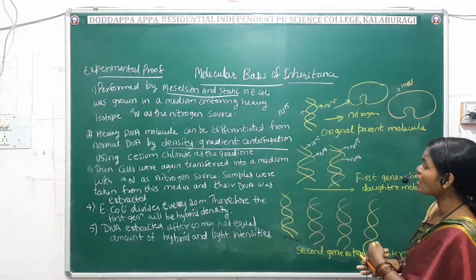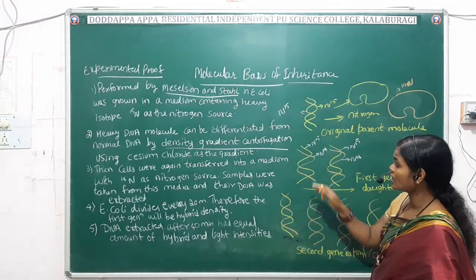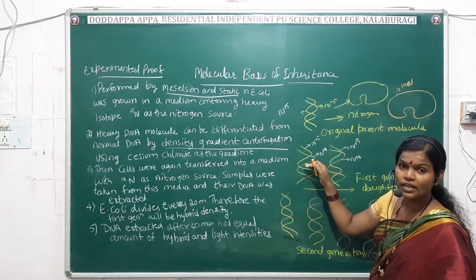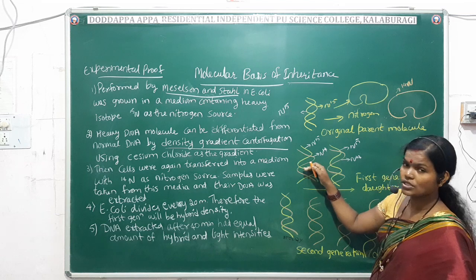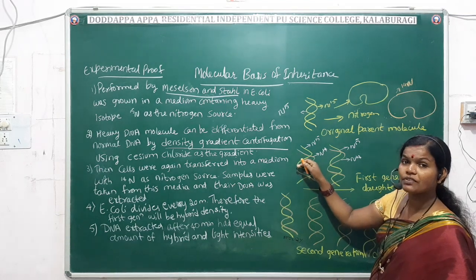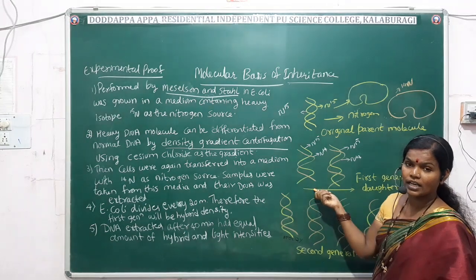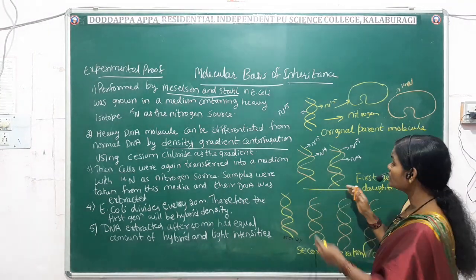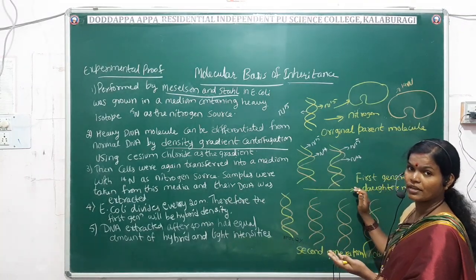After the mixing, what happens? One strand of the 14 nitrogen DNA will be coming. One strand of the 15 nitrogen DNA will be coming. One strand is the 14 nitrogen DNA, another strand is the 15 nitrogen DNA. So, this is called hybrid DNA. Further, these hybrid DNA are once again grown in the culture media.